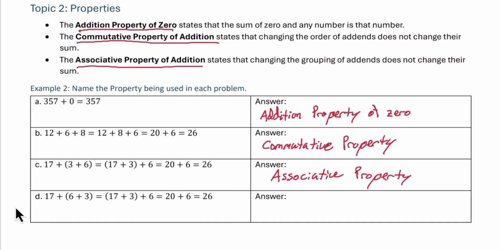So since the order or position, location of those numbers are changing, the commutative property is taking place. But since the grouping is also changing, we know that the associative property is also here.